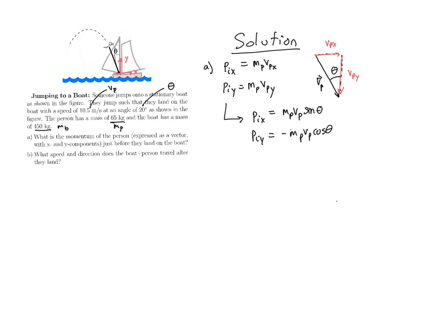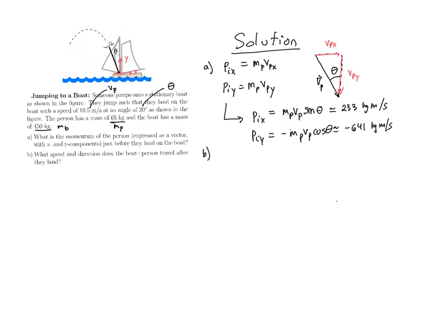And if I plug in numbers, I get that in the x direction, the momentum is about 233 kilogram meters per second, and in the y direction is about minus 641 kilogram meters per second. Sorry, kilogram meters per second, not meters squared. Cool, so that's my answer for part A, the momentum of the person in the x and y directions.